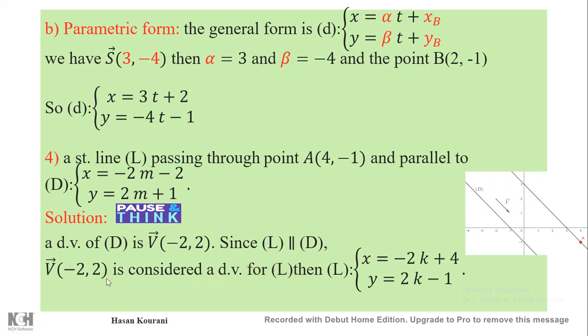Then we have a direction vector for L, and we have a point on L, and these are enough to continue as in the previous example. x will be -2k, I named the parameter k, plus x of the point, which is 4, and y will be 2k plus y of the point, so y will be 2k minus 1. This is it.